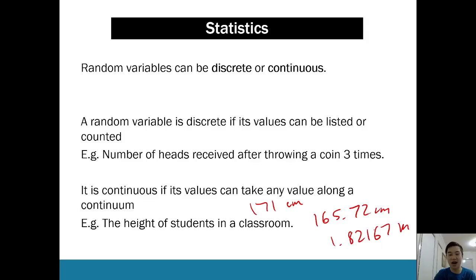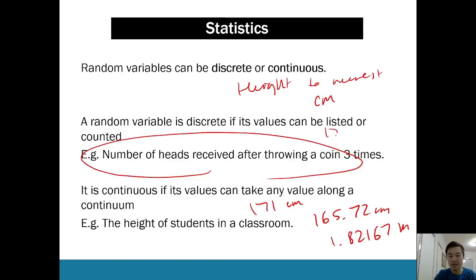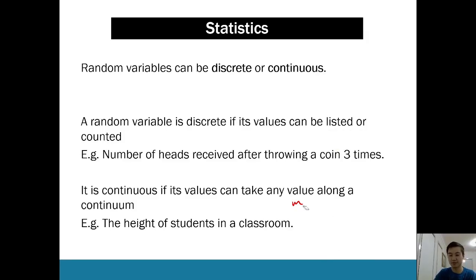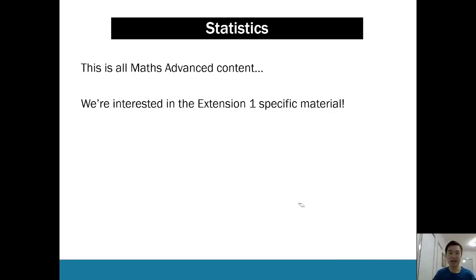Of course, if you did say height to the nearest centimeter, for example, then it will become discrete because you'll be 179 centimeters, 180 centimeters, 178 centimeters. It will become discrete if you round it. If you say height to the nearest centimeter, but if you just say height without specifying that it's rounded, then it will be continuous because it will be on that continuum. So that's all Maths Advanced content. It's important to have that in the background, but we are also interested in the Extension 1 specific material.